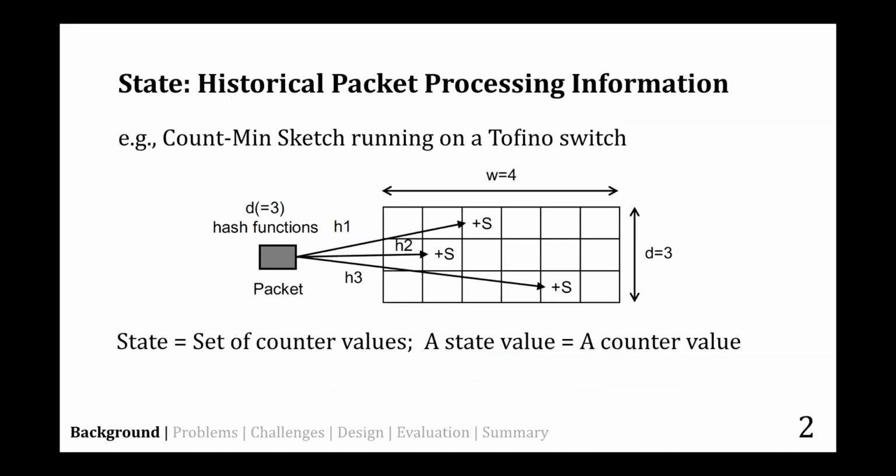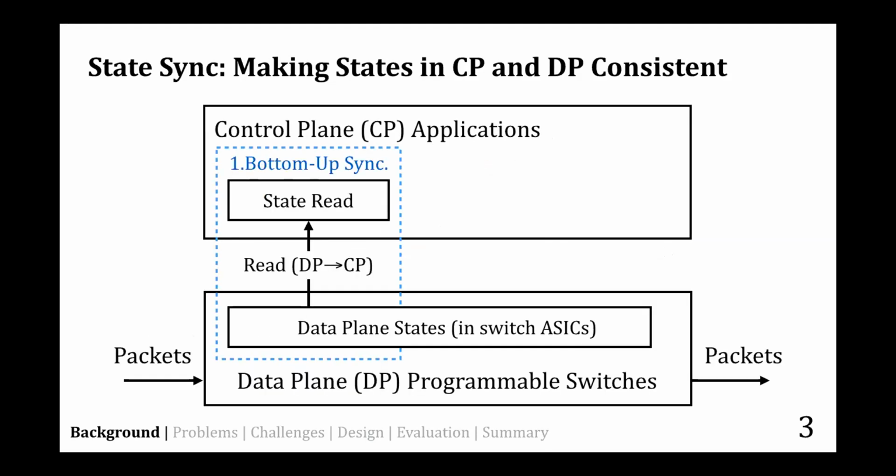Take a Chunming sketch as an example. The sketch maintains an array of switch counters to record flow counts. In this example, the state represents the set of all the counter values recorded in the switch. Since the applications that manipulate states reside in the control plane, while the states are frequently updated in the data plane, we need to synchronize the state updates between the two planes.